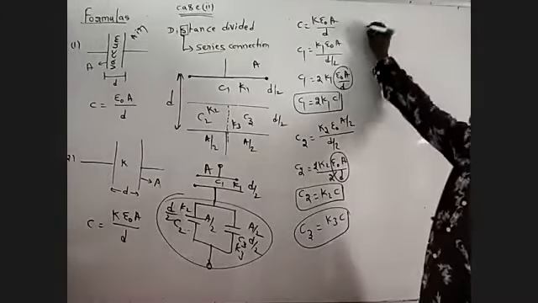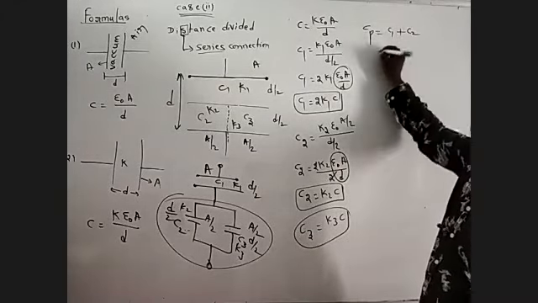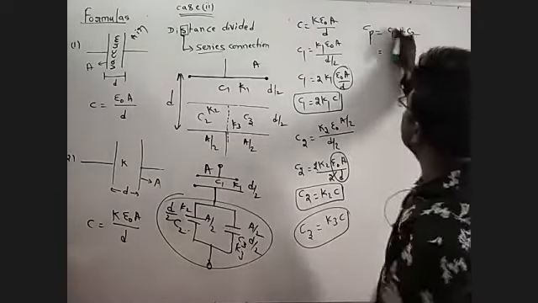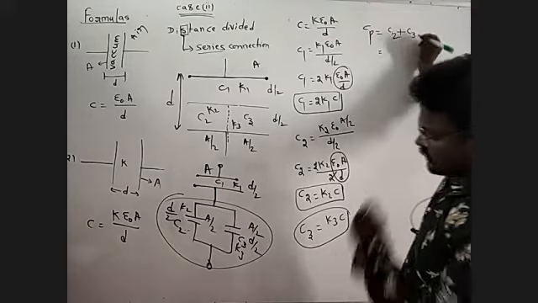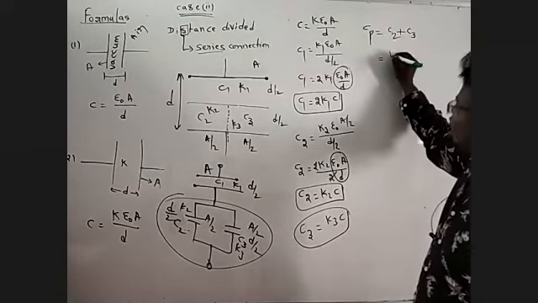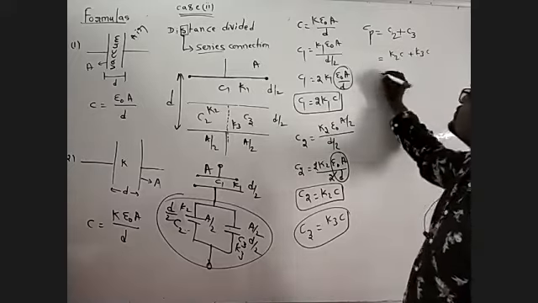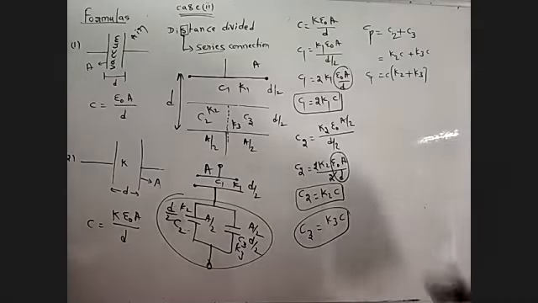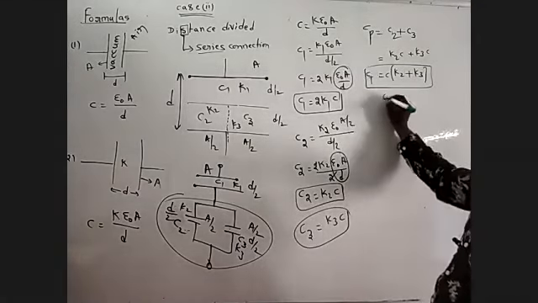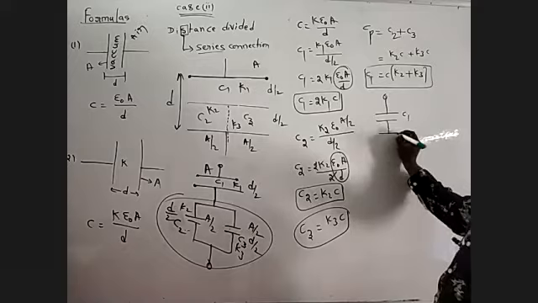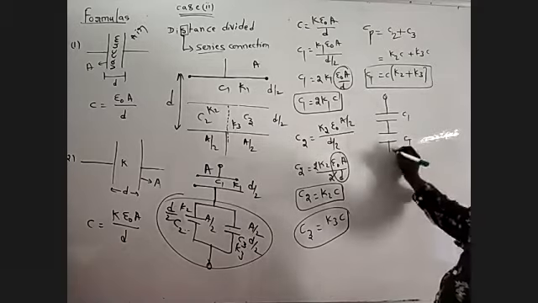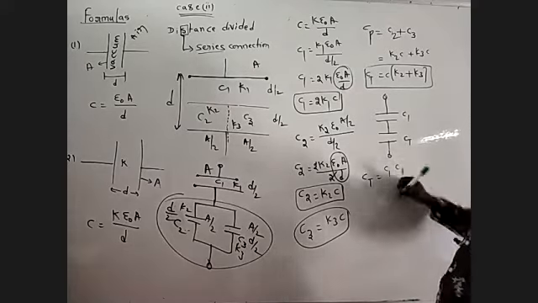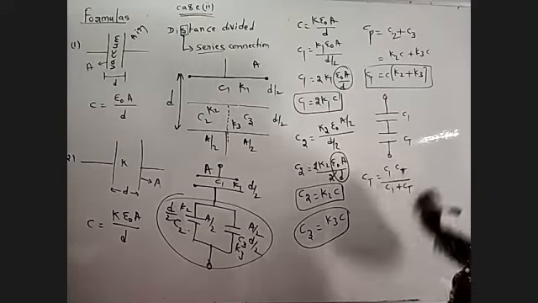For the parallel connection, C2 plus C3 means K2 C plus K3 C, and taking C common gives C times K2 plus K3. This is the C total value. Now the capacitor becomes C1 in series with this combined capacitor. Now the two capacitors are in series, so C total equals C1 times C' divided by C1 plus C'. This is the final one.